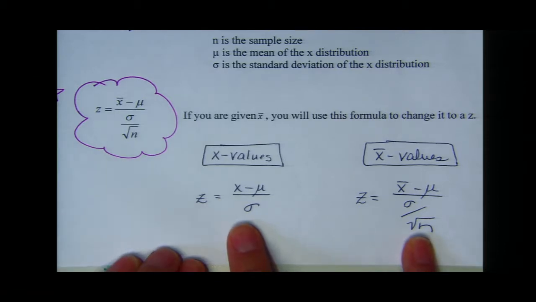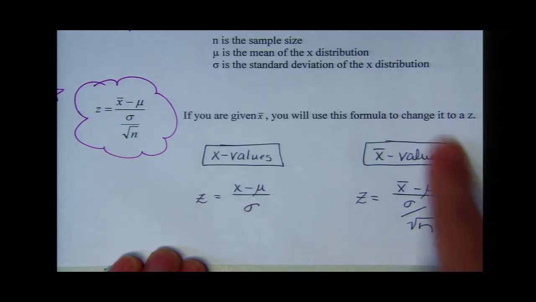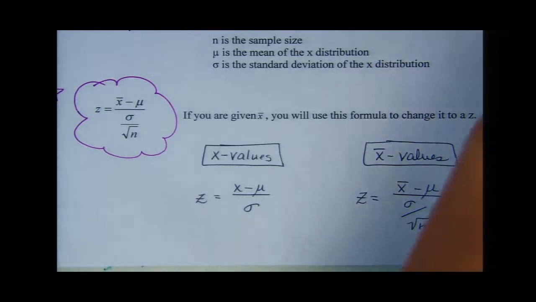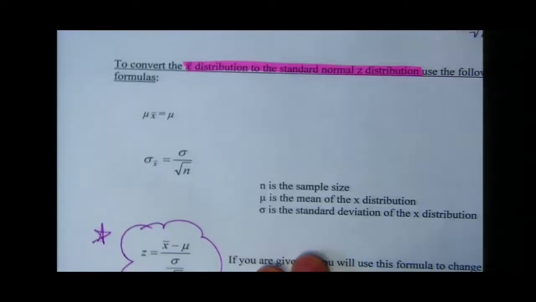You need to always ask yourself, is the problem talking about one person, one item? Then we standardize our number using this formula. Is the problem talking about the average of several people or several items? Then we use this formula here. So that's what we're going to be doing then, several examples to get you familiar with recognizing this.